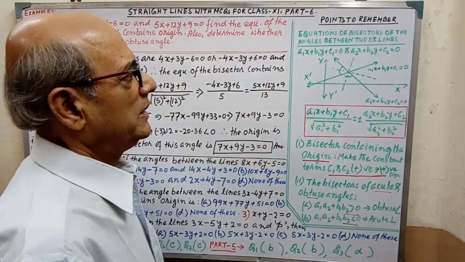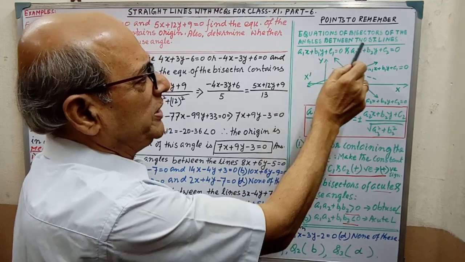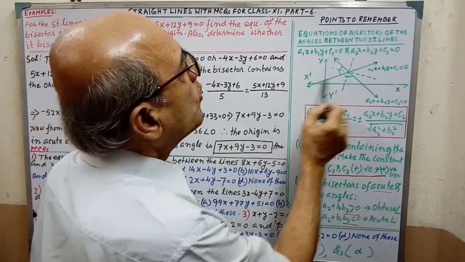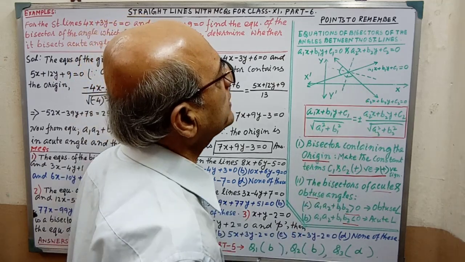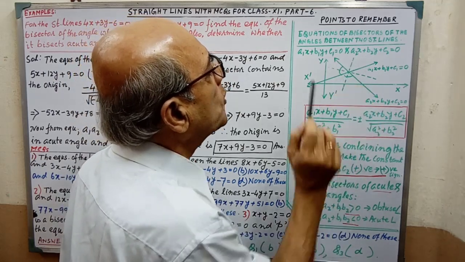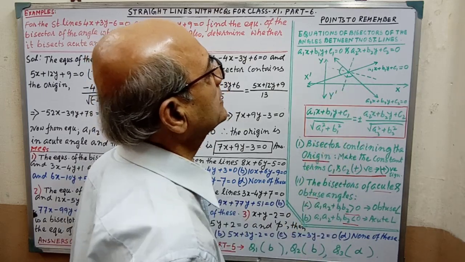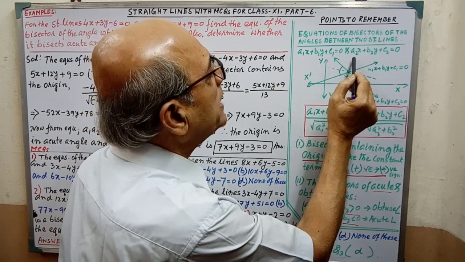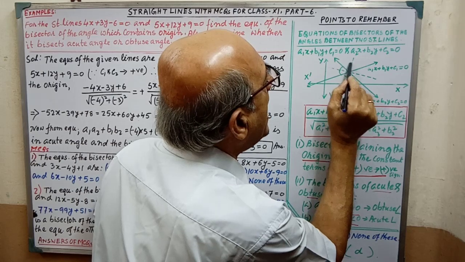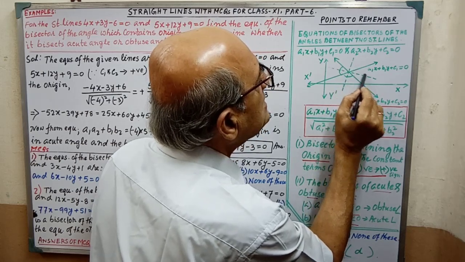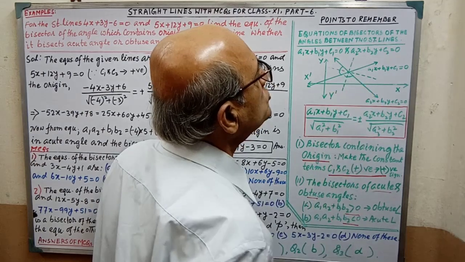Points to remember. Equation of bisector of the angles between two straight lines, 1, 2. These two straight lines intersect at this point, and in total we are getting 4 angles. One acute angle, another obtuse angle, and we have to find out the equation of the bisector of acute angle and obtuse angle. This is the bisector of acute angle and this is the bisector of obtuse angle.